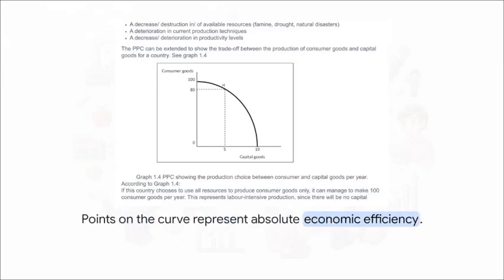Now, look at the precise positioning of the points anchoring this curve. Any point sitting exactly on this line represents absolute economic efficiency. If you are operating directly on this line, you are perfectly maximizing your output. You literally cannot produce more of one good without giving up some of the other.